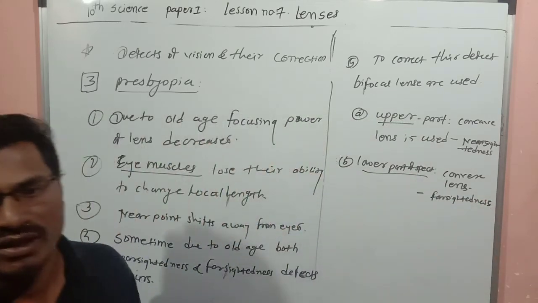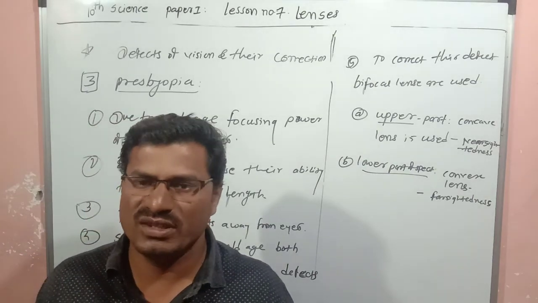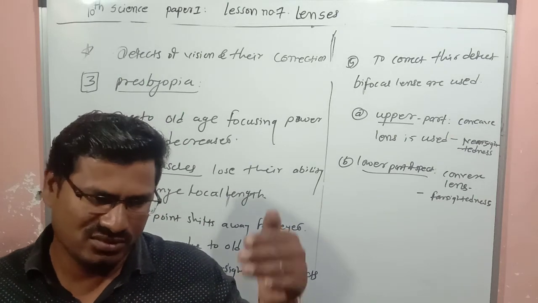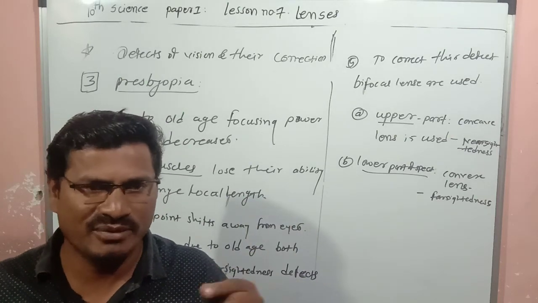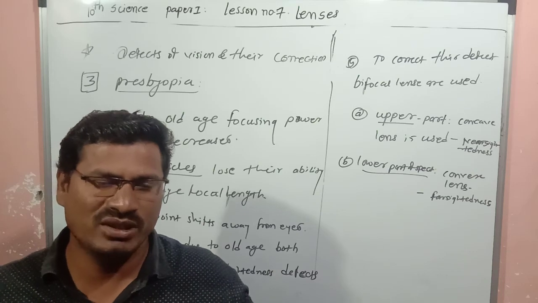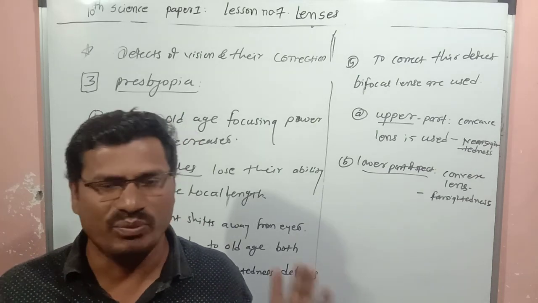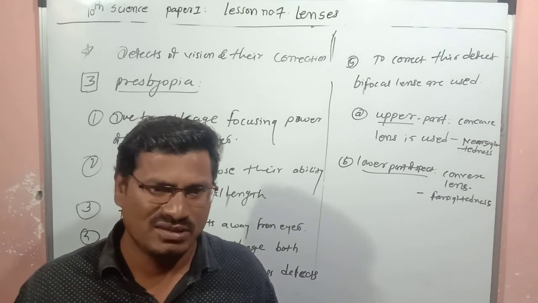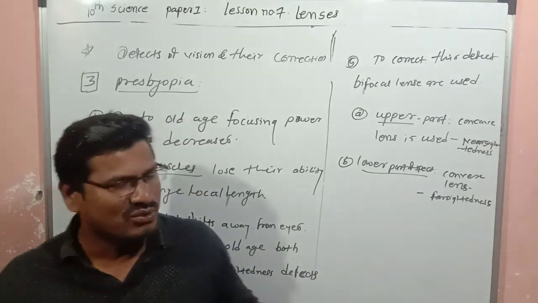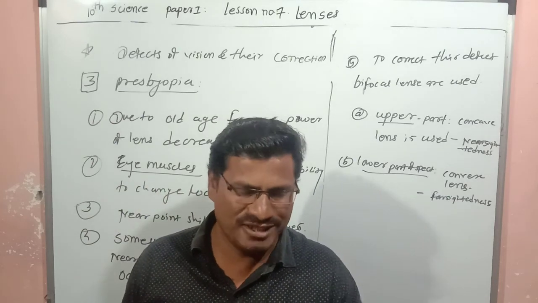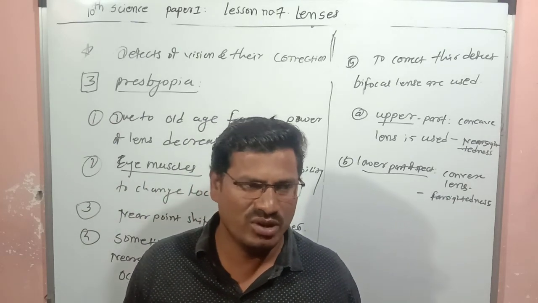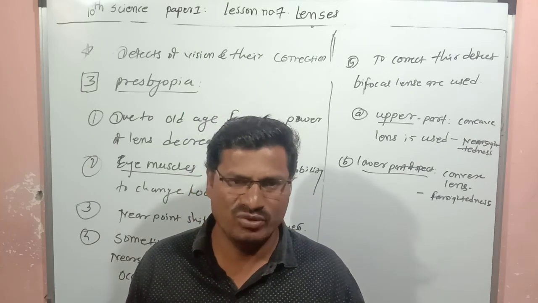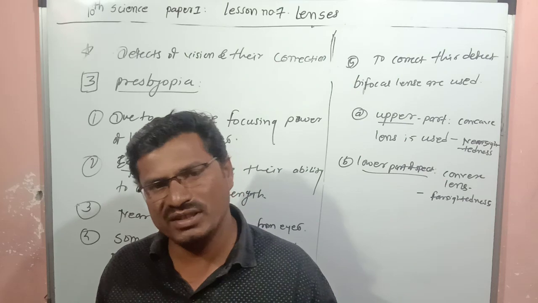So this way presbyopia is there, and one more is cataract. In cataract, a layer on the cornea becomes thick, and it is removed by an operation. We will see that later on. But after this, we are going to study the next points: uses of concave lenses and uses of convex lenses, and that we will see in the next video.